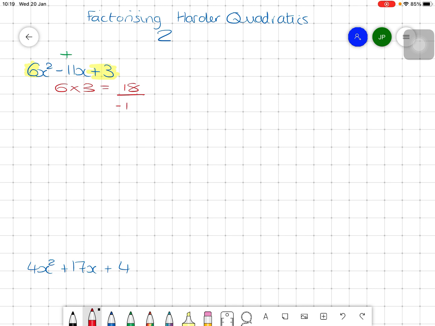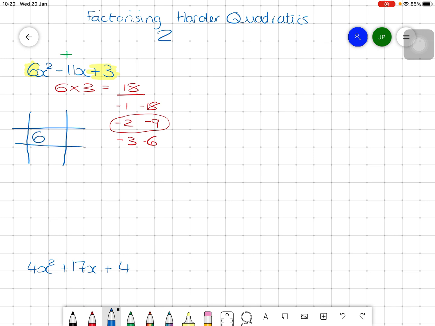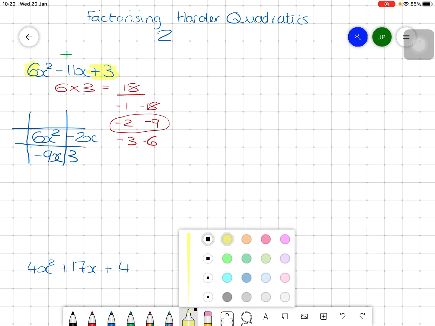So I can go minus 1, minus 18, minus 2 and minus 9, minus 3 and minus 6. The ones that add to negative 11 will be these two here. So I'll have minus 2 and minus 9. They will go into my grid. Now, as I'm sure you noticed from last lesson, this is going to be really important that we use our grid with these. So we can put our 6x squared in, our 3 in, our minus 2x and our minus 9x.